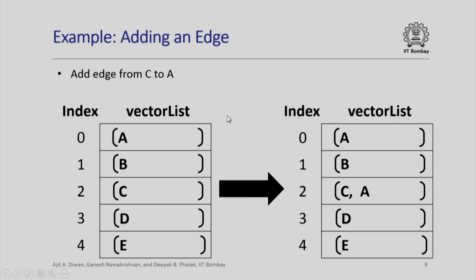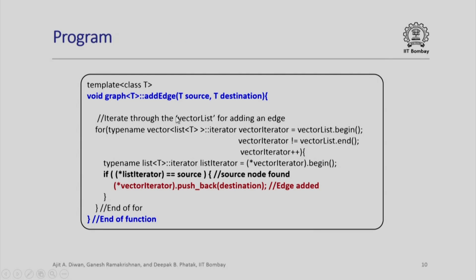Every time we get an edge, we look for the source node in the vector list as the first element of the vector list, and whenever we find it, we add the edge to the corresponding node that is given to us. The program is very simple. We say void add edge, T source, T destination. These are the two things that are given.